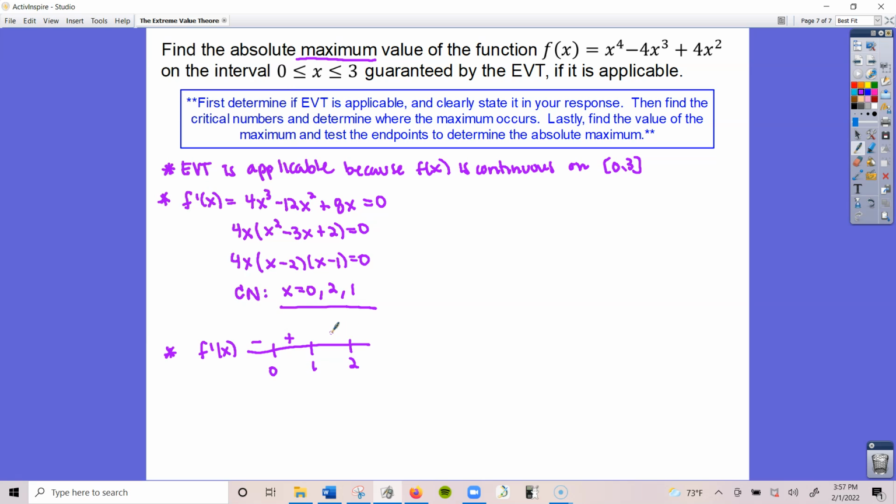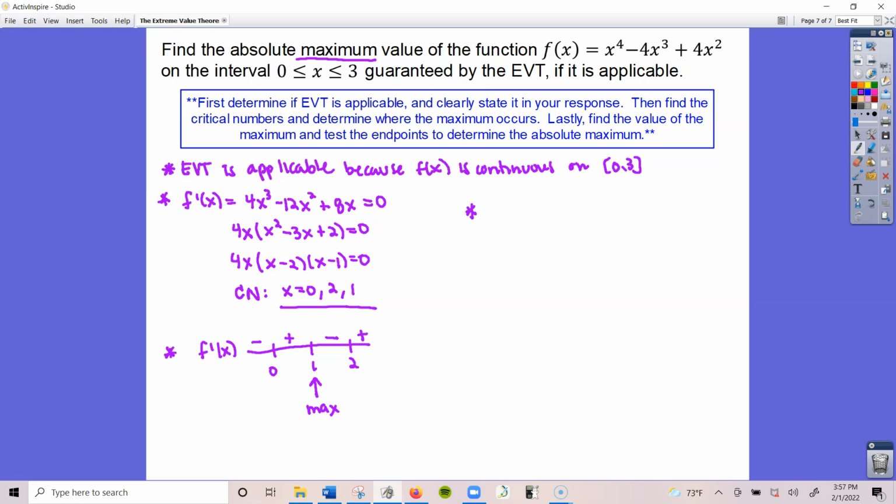If I plug in 1.5, this will be positive, this would be negative, this will be positive. So 2 positives and a negative make a negative. And then if I plug in 3, everything will be positive. So I only have one maximum here, which is at x = 1. But remember that our absolute extrema can occur at the critical numbers and at the endpoints.